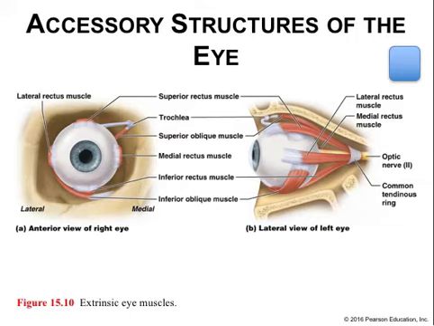Contraction depresses the eye and moves it laterally. Okay, so this allows you to look down and to the side for each eye. Okay, now again, words mean things. The trochlea is the name for that little pulley that the muscle moves through in order to attach to the eyeball and move it, and it's innervated by the trochlear nerve.